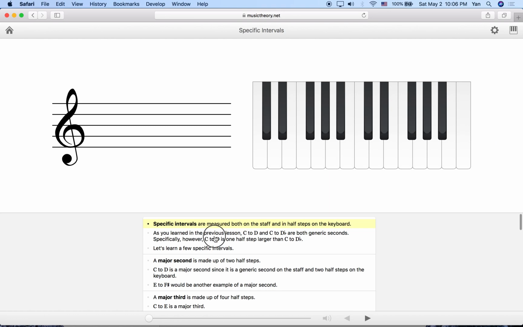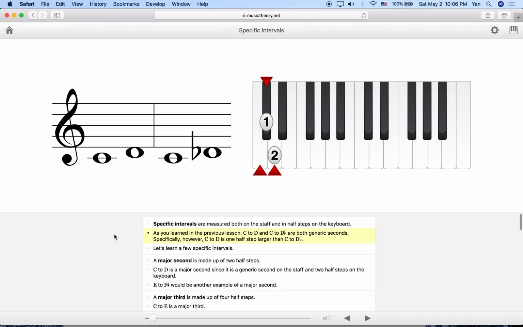We learned in the previous lesson that C to D and C to D flat are both generic seconds, right? Because we have gone from the first ledger line to the next space in both cases. The second example is a D flat, but because we weren't taking flats into consideration in generic intervals, it was still a second. Now, in this case, the first example is a whole step, 2 half steps, but the second example is just 1 half step, from C to D flat. So that's only a half step.